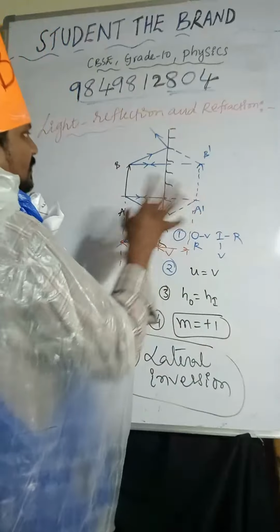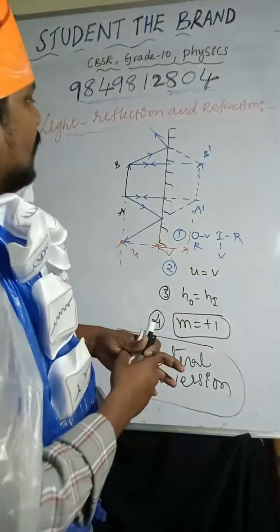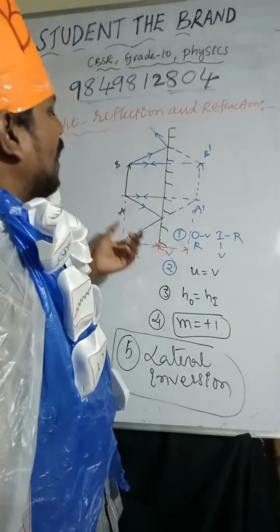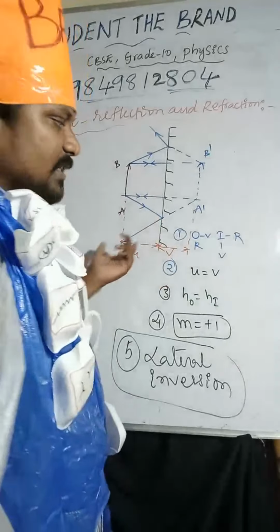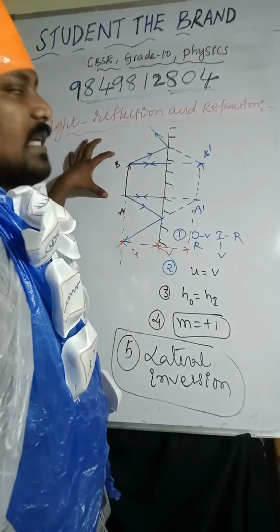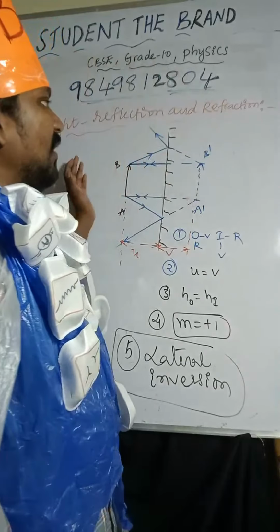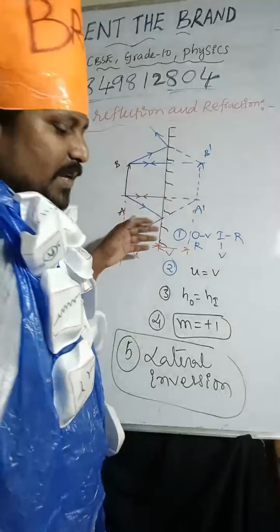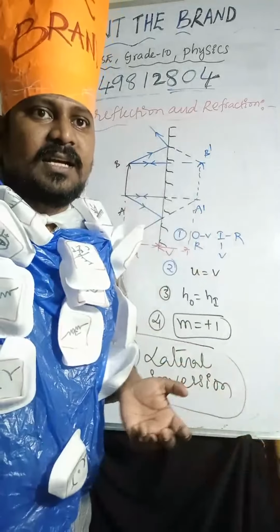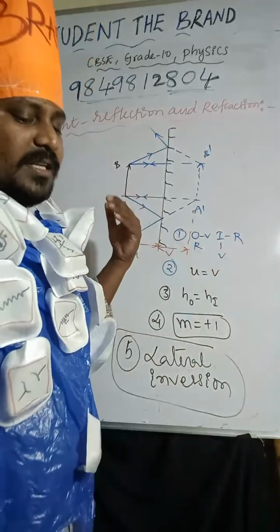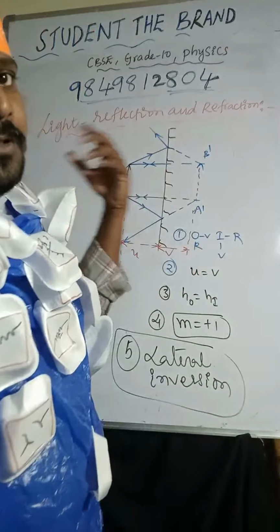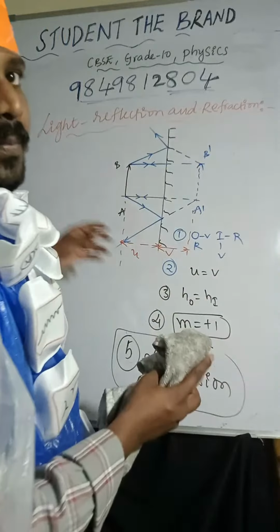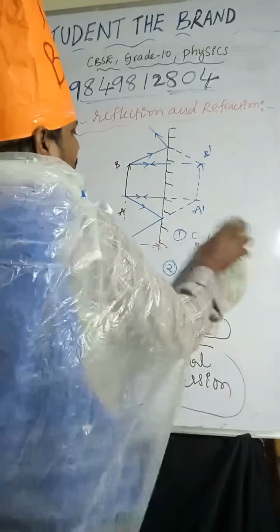I hope it is very clear. So this is about the nature of the image formed by the plane mirror. Point 1: if the object is real, the image is virtual; if the object is virtual, the image is real. Point 2: object distance is equal to image distance. Point 3: size of the object is equal to size of the image, height of the object equals height of the image, and magnification of the plane mirror is +1. And it also shows lateral inversion: the right side of the object appears as the left side of the image, and vice versa. I hope it is very clear now. So now we will discuss spherical mirrors.